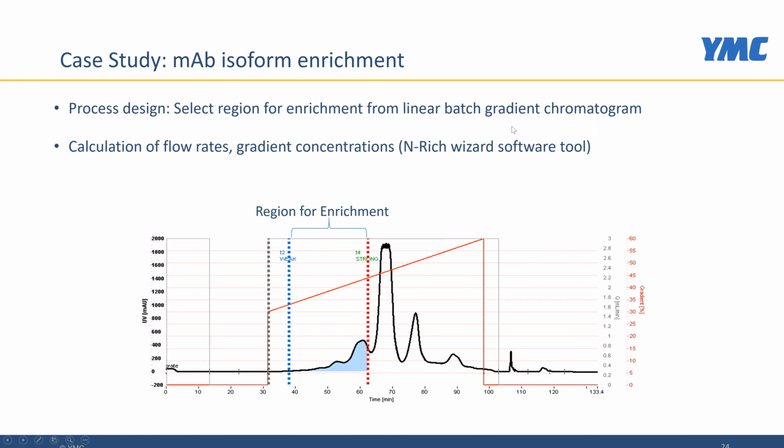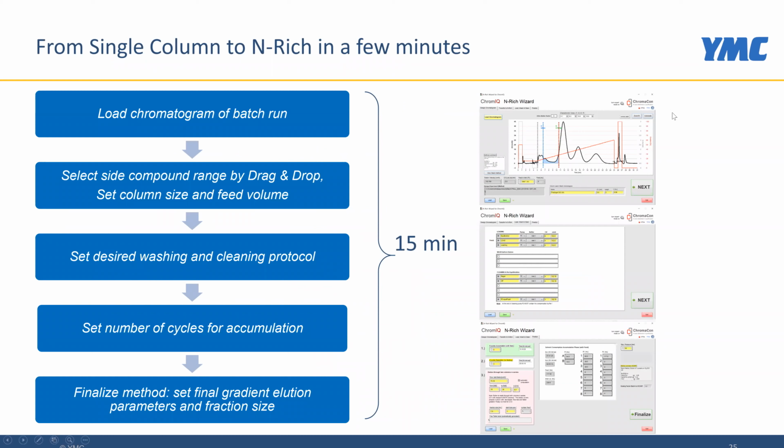Now, using a wizard tool, which is included in the software package that comes with the Contichrom instrument, we can generate the method for running the Enrich process in a very short period of time. We start from a single column batch chromatogram, and in this chromatogram we select by drag and drop a region that we want to amplify. So here in the software tool, this is our chromatogram that we have run on the system, and we load it and select a certain region that we want to amplify. It's purely by drag and drop.